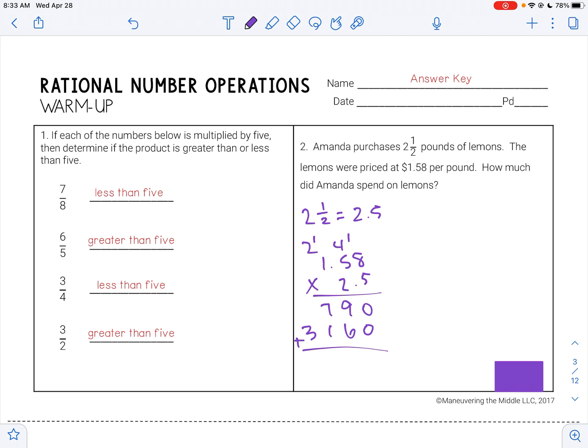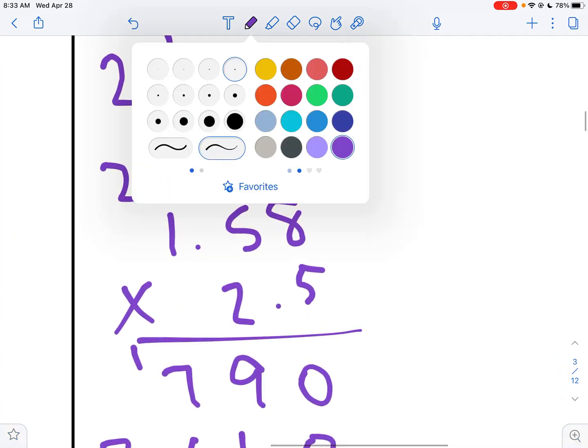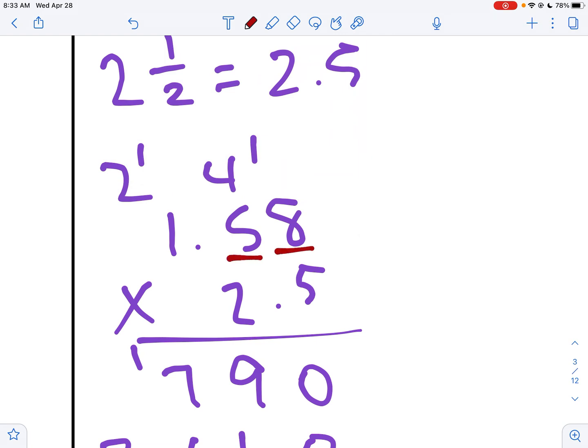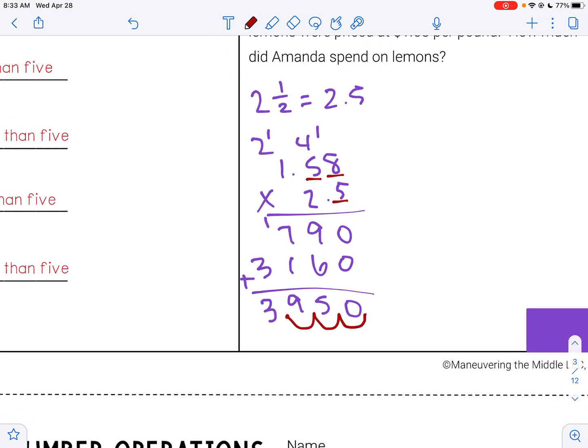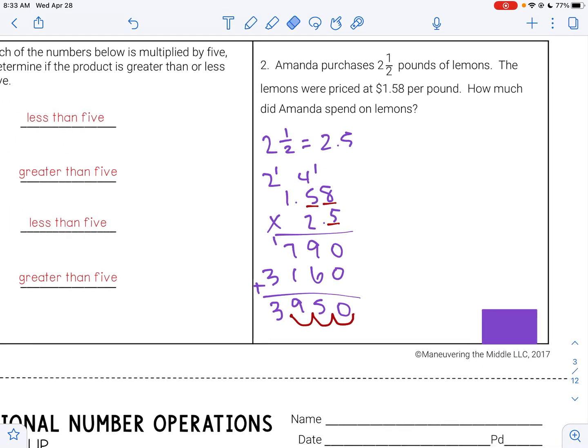Now I need to add it all together. 0, 9 plus 6 is 15. 7 plus 1 plus 1 is 9. And 3 plus nothing is 3. But now I have to figure out where to put my decimal. So I'm going to go back up to my two numbers, and I see that there are 1, 2, and 3 digits after the decimal. Therefore, I'm going to stick my decimal at the end and move it 3 to the left. So 1, 2, 3. So how much did Amanda spend on lemons? She spent $3.95.